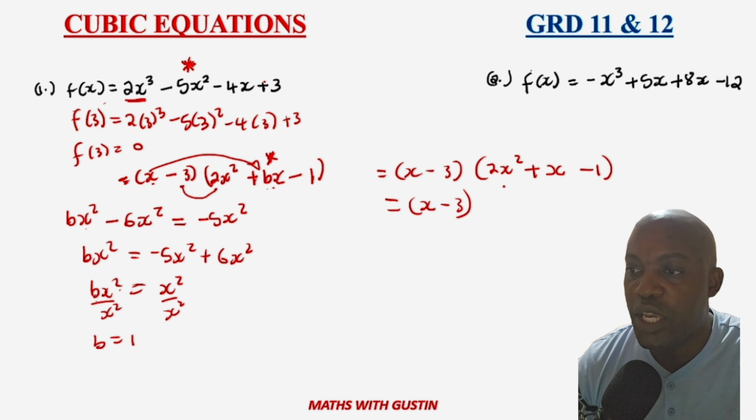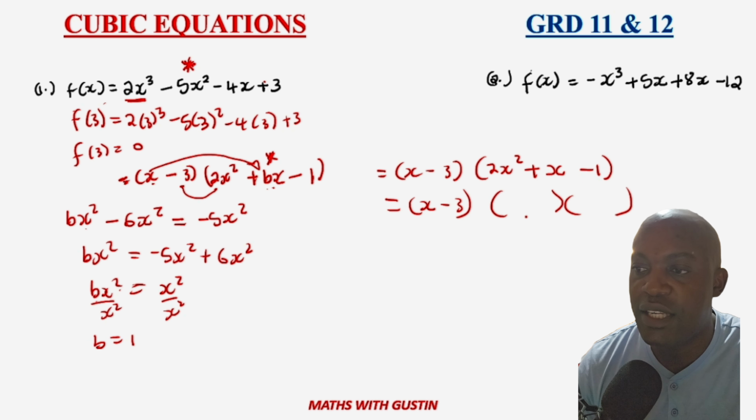So therefore you can factorize further and say minus 3, and when you factorize this further, it is going to give you 2x. Guys, if you're in grade 12, you already know how to factorize trinomials. I can't stress it any further: it is very important to understand how to factorize trinomials.